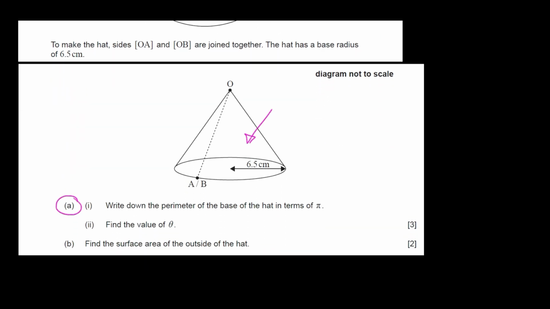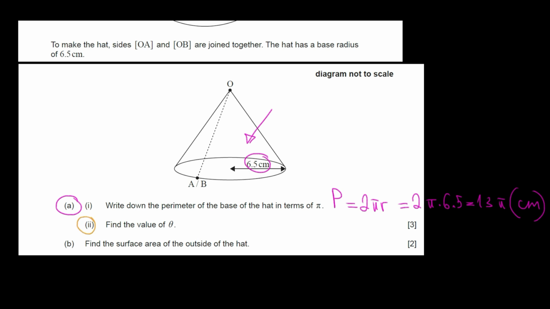Okay, question A. Write down the perimeter of the base of the hat in terms of pi. Well, we know that the perimeter of a circle, because we have a circular base, equals 2 pi r. So in this case we have 2 pi times the radius, which is 6.5. That's 13 pi centimeters. Okay, so that's going to be for part I.